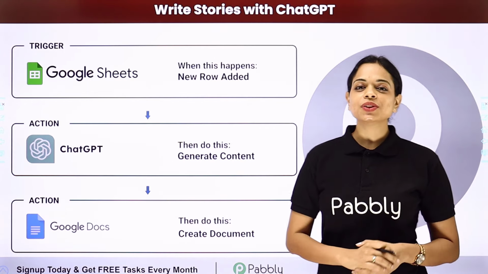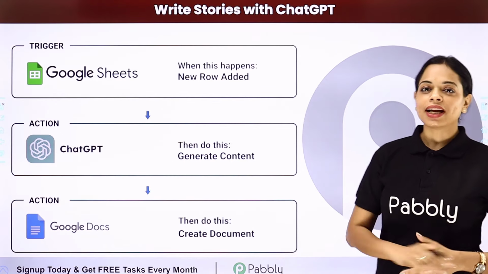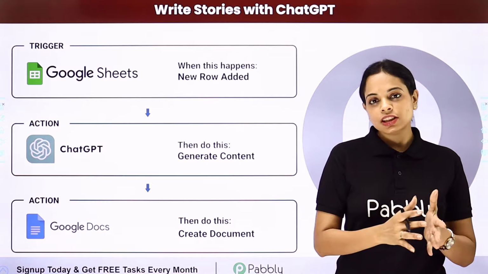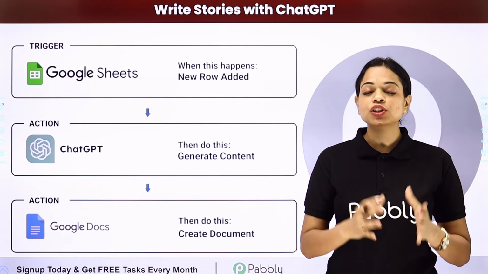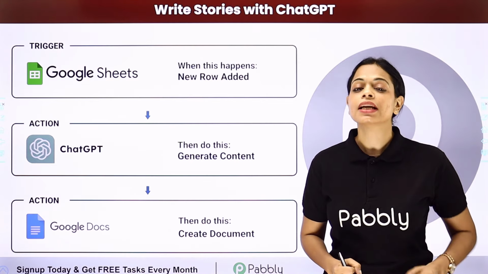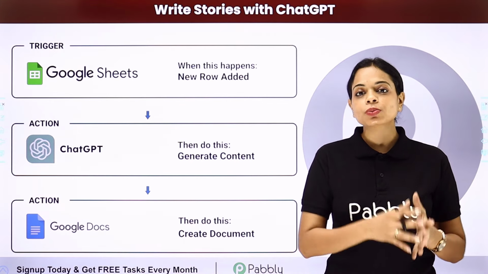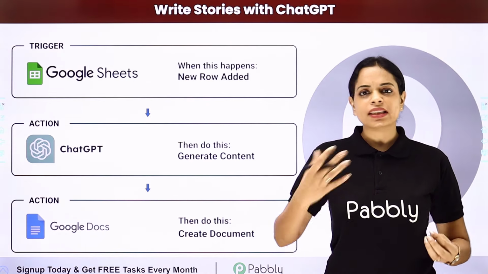In this video, we are going to see how to write stories with ChatGPT. Now, we know that ChatGPT is a language model developed by OpenAI, which is an artificial intelligence research and deployment company that helps you in generating human-like text and images.